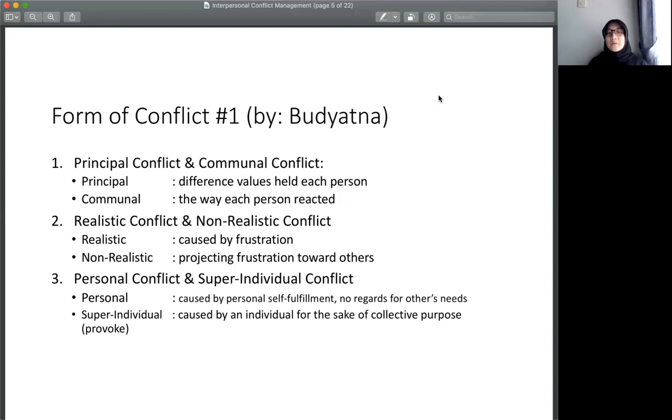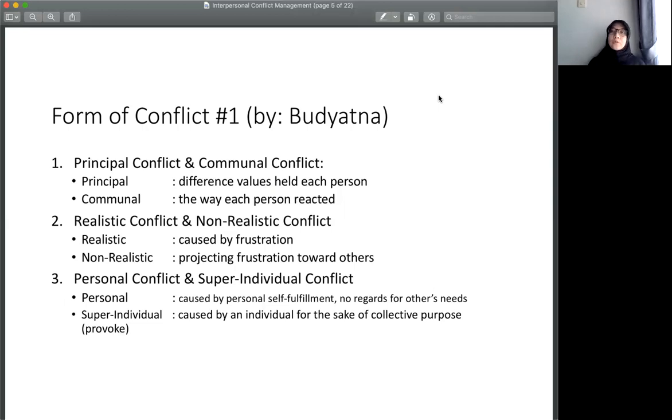The third one is personal and super individual conflict. Personal conflict is caused by personal self-fulfillment with no regard for others' needs. So it's basically egocentric conflict, where one person fulfills his or her needs without considering others.